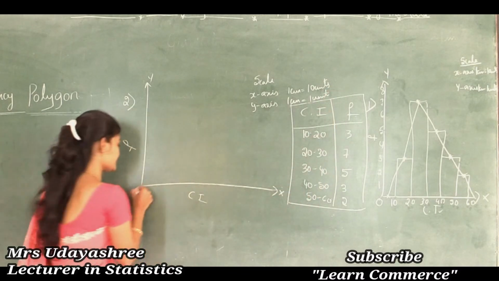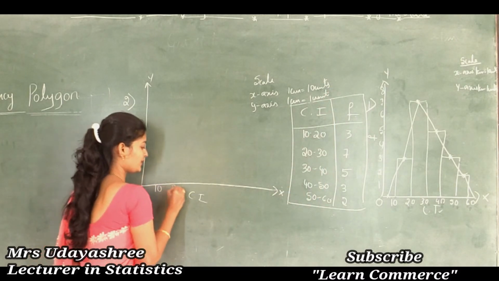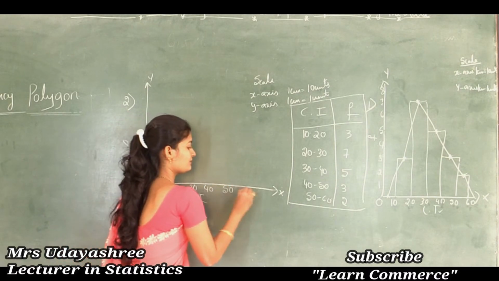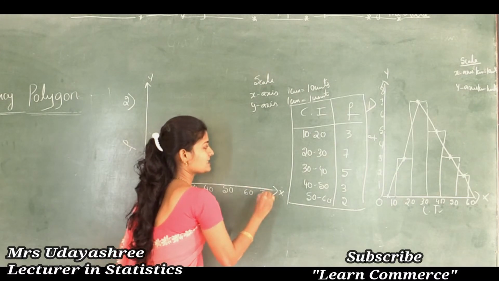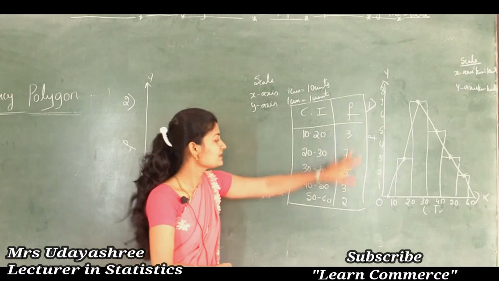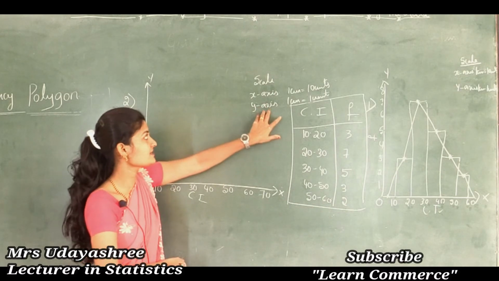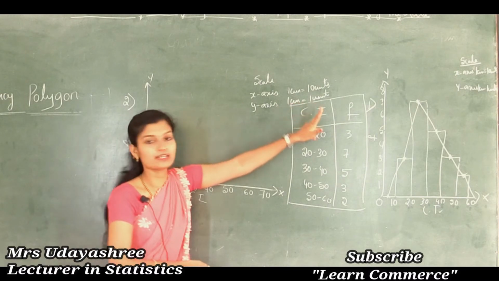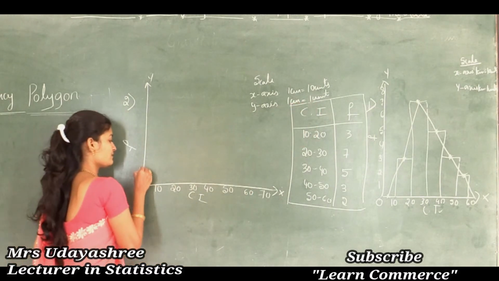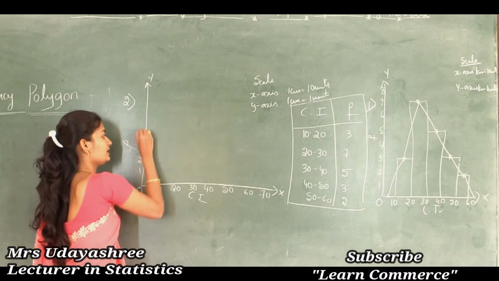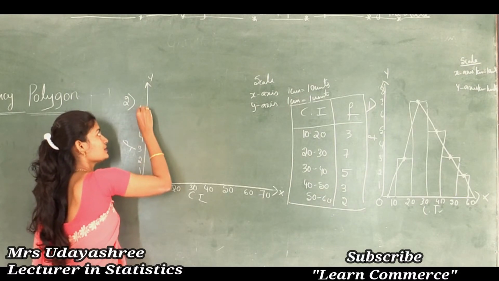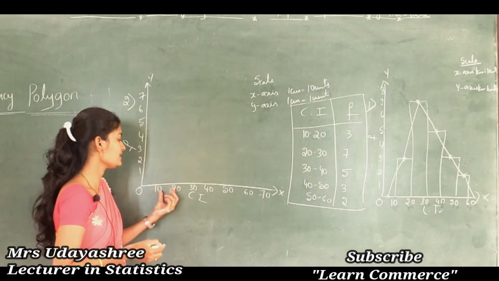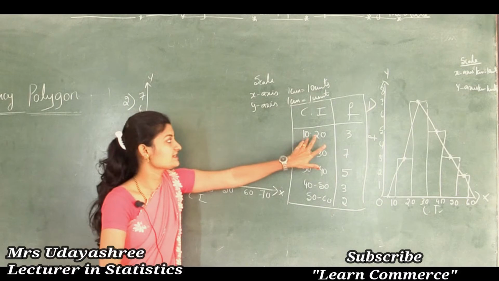So here origin is 0, next is 10, 20, 30, 40, 50, 60 and 70. Then frequencies are along the y-axis, and the scale for the y-axis is 1 centimeter equals 1 unit. So here it is 1, 2, 3, 4, 5, 6 and 7. Next, after that, see here, the first class interval, that is 10 to 20.